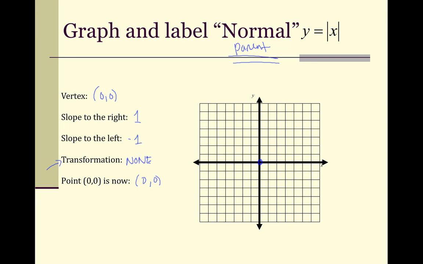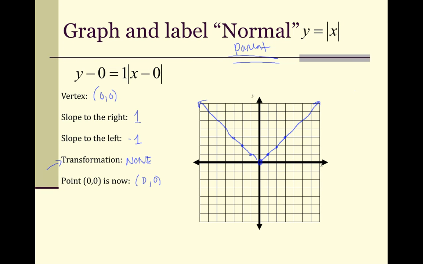So I've got 0, 0, the slope to the right. I'll do a few of them. I'm just emphasizing the importance of the parent function. Right? Like our parent function for a linear equation was y equals x. This is our y equals the absolute value of x is the one here.